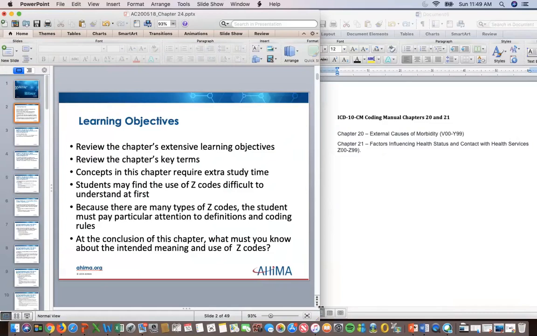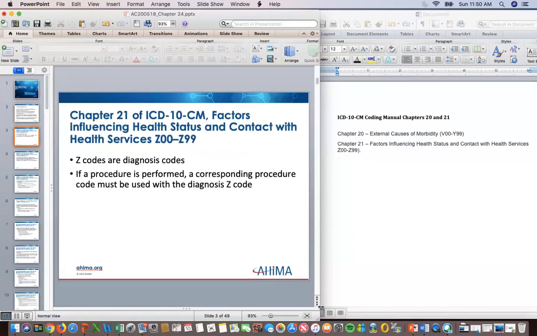Z codes indicate a reason for the encounter. Z codes are not procedure codes. A corresponding procedure code must accompany a Z code to describe any procedure that's performed. So in this case, they would be coding out the chemo piece of it. If you look through the categories of the Z codes, our PowerPoint will also hit that.